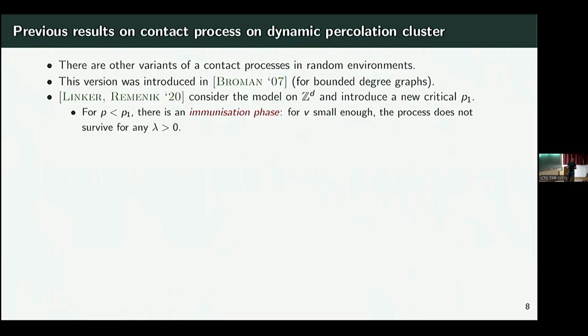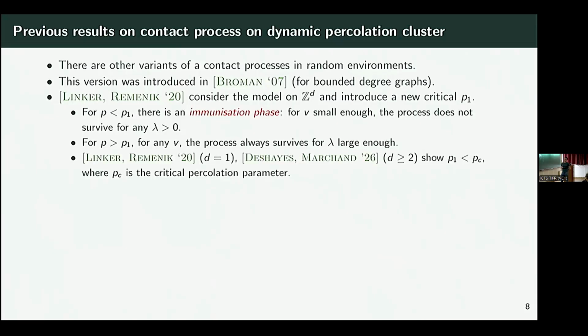So if P is very small, you get this immunization phase. Even if your update speed is very small, you can choose it small enough so that the process never survives. So the lambda critical in that case is infinity in some sense. Or if you're above this P, then you always survive if you choose your lambda large enough. So there are new phase transitions in these models that can appear. Interestingly, there's some original work in one dimension and then in larger dimension. There was a recent preprint showing that you can take a graph that's initially subcritical, so P is less than the percolation critical value, and you can still have your contact process surviving on there because of the updating.